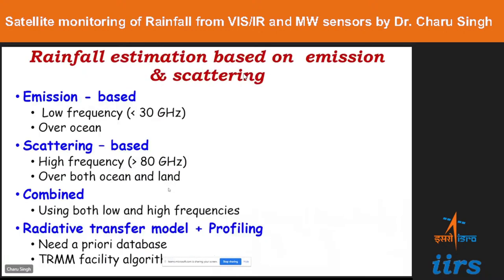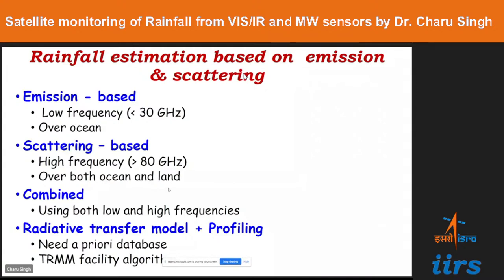And here is rainfall estimation based on emission and scattering based techniques. The estimation of rainfall from the passive microwave sensor is divided into two methods. One is the emission based method, the other one is the scattering based. Thereafter comes the combined method and also the radiative transfer. But let's look into when we are directly using the microwave frequencies for the estimation of rainfall.